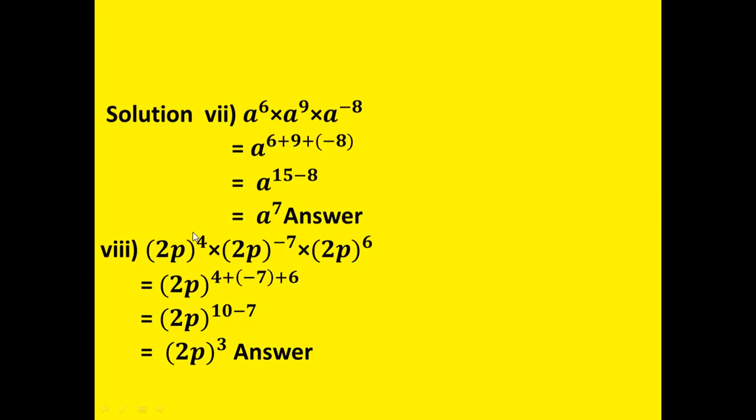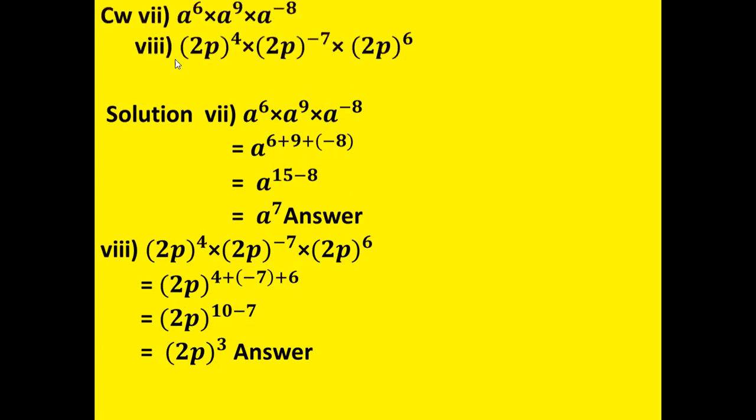Similar here, 2p whole power 4, 2p whole power minus 7, and 2p whole power 6. And 2p whole power 4 plus minus 7 plus 6. 6 plus 4, 10. 10 minus 7, 3. 2p whole power 3 is the answer. Okay, here this is the class work answer, okay.